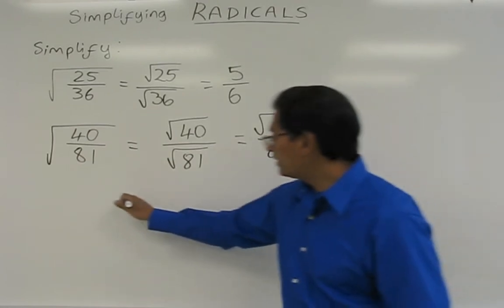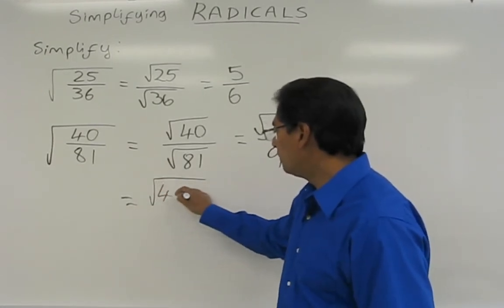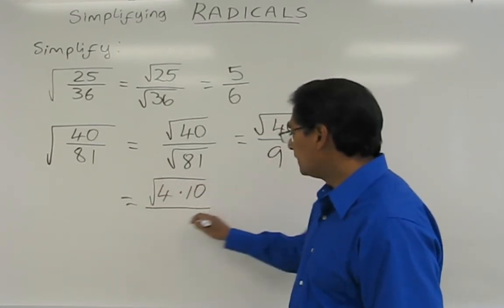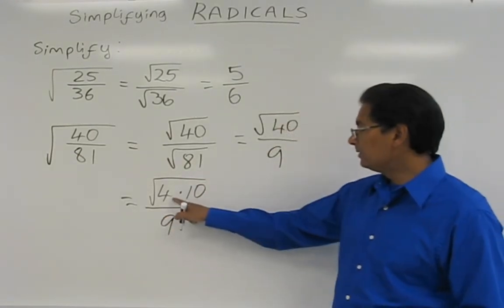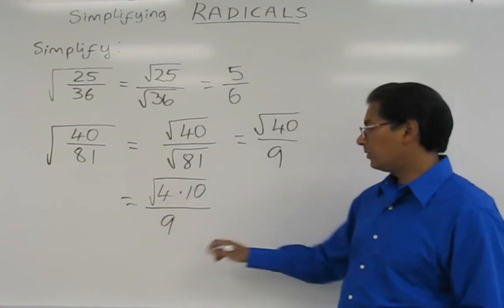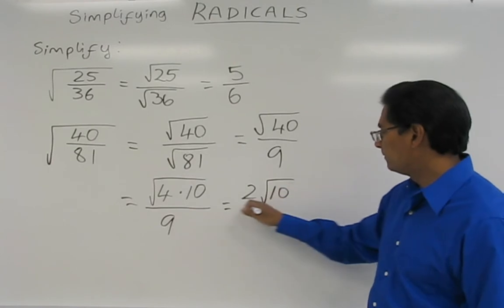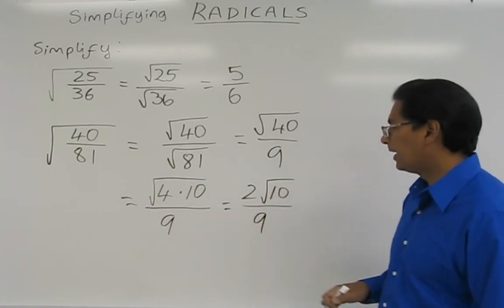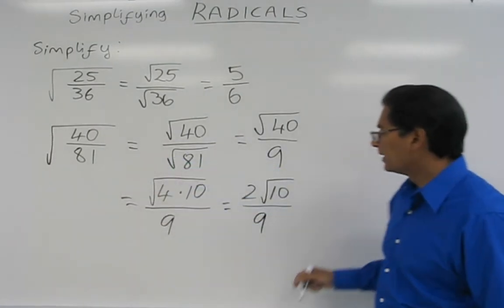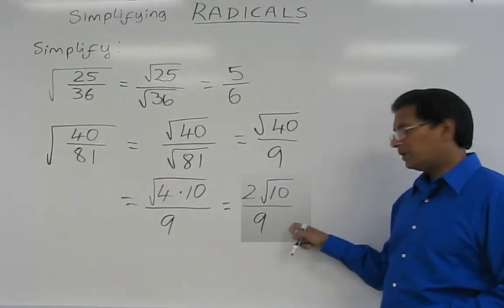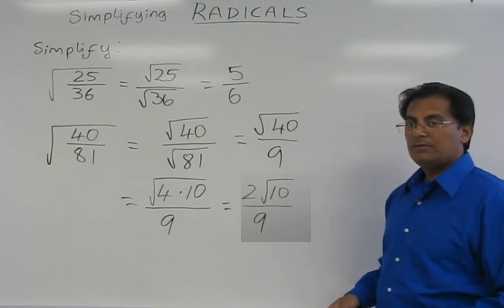So the square root of 40 can be rewritten as the square root of 4 times 10, and that's all over 9. And then the square root of 4 can be taken out as 2, because 2 is the square root of 4. So this is 2 times the square root of 10 all over 9. And there's your simplified version. So the square root of 40 over 81 is the same as 2 root 10 over 9. Now what happens when we throw some variables in here? Well, let's take a look.